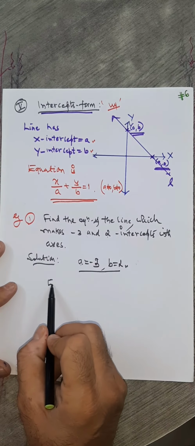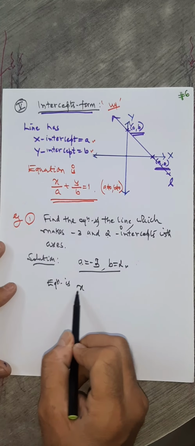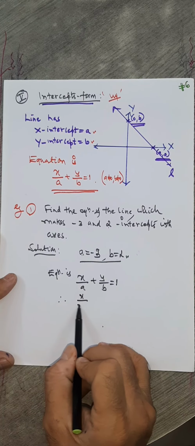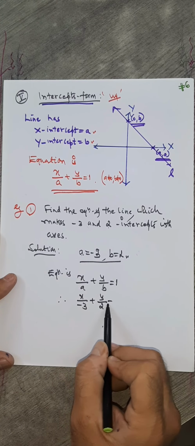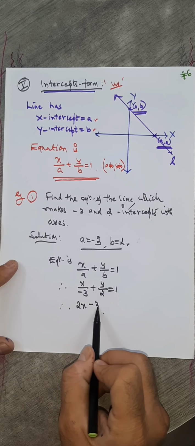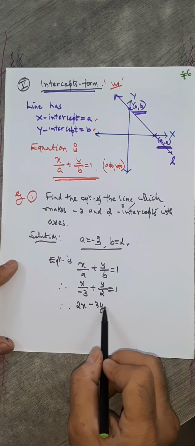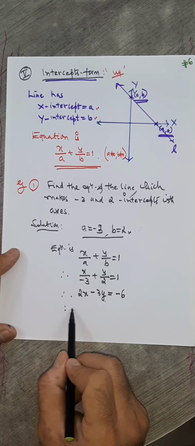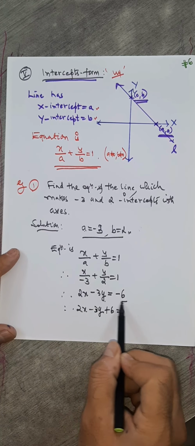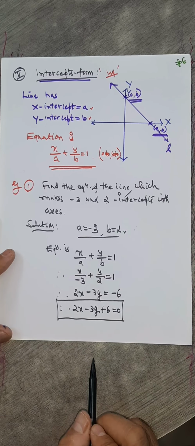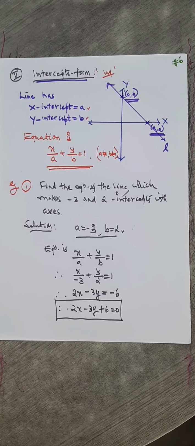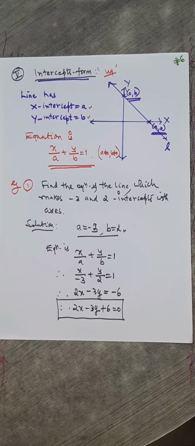So if I use this form here, equation is x upon a plus y upon b equals to 1. Fine. So we have x upon minus 3 plus y upon 2 equals to 1. We can take LCM here. So you have 2x minus 3y, minus 6 is the LCM, so on the right hand side it is minus 6. So we have 2x minus 3y plus 6 equals to 0. This is the required equation. What are the intercepts here? Intercepts are nothing but minus 3 and 2.